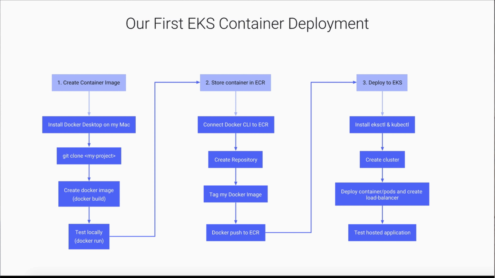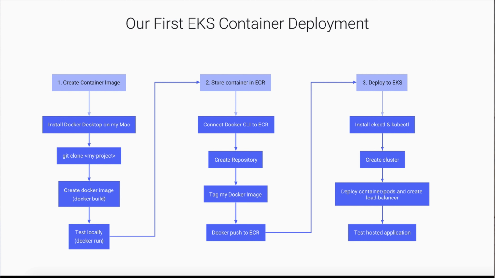So I happen to have a Mac. You may have Windows or something else. So you install Docker Desktop. I did that on my Mac. I cloned the project. I created that Docker image. And then this is important, test it locally. That'll save you a lot of time because by the time you upload and run these things, if it doesn't work, you want to find that out sooner than later.